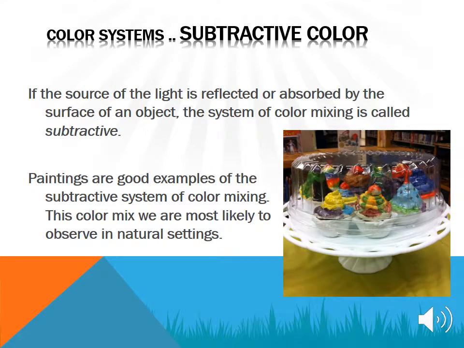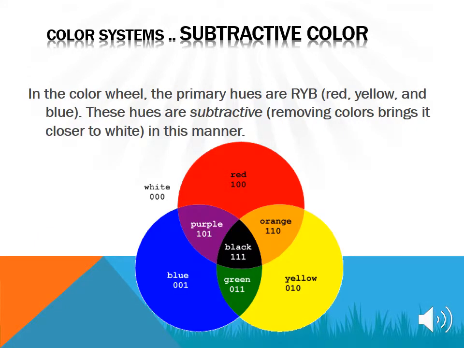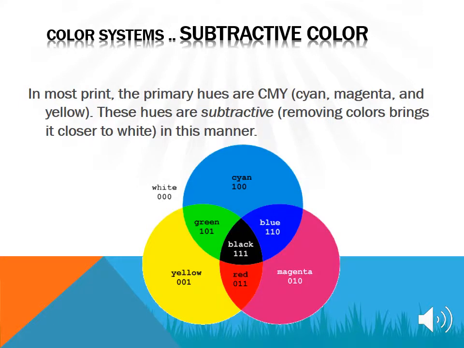If the source of the light is reflected or absorbed by the surface of an object, the system of color mixing is called subtractive. For example, paintings are good examples of subtractive system of color mixing. The color mix we are most likely to observe in natural settings is RYB, red, yellow, and blue. The other is CMY, which is cyan, magenta, and yellow.